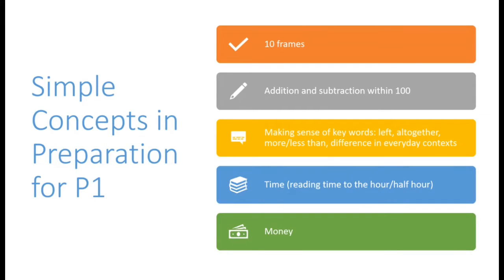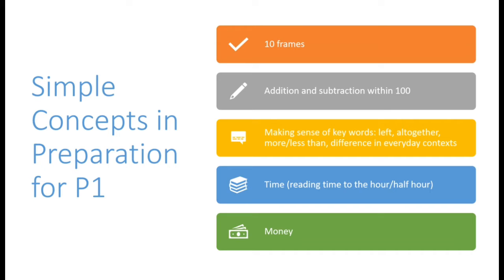Okay, note that even if your child did not master all these 5 concepts before primary 1, it doesn't mean that they are going to struggle in primary 1, and it also doesn't mean that they are not ready for primary 1. The purpose of suggesting these simple concepts is to help them have an easier time.